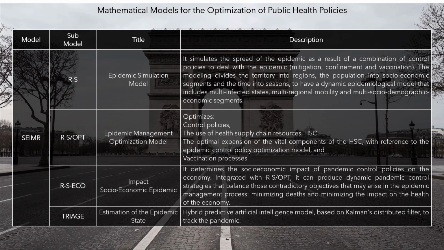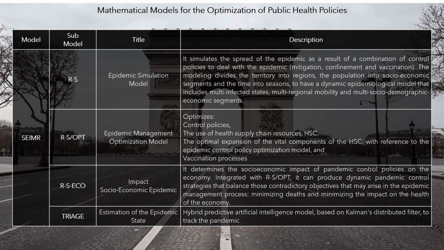Mathematical models for the optimization of public health policies. Epidemic simulation model. It simulates the spread of the epidemic, due to a combination of control policies to deal with the epidemic: mitigation, confinement and vaccination. The model divides the territory into regions, the population into socioeconomic segments and the time into seasons, to have a dynamic epidemiological model that includes multi-infected states, multi-regional mobility and multi-social socioeconomic segments.